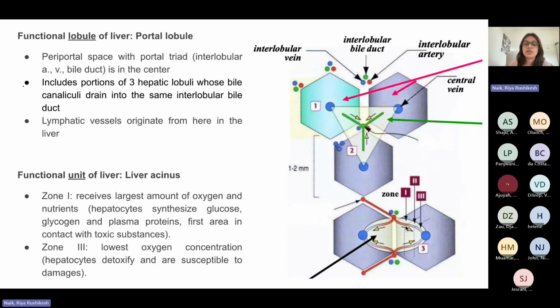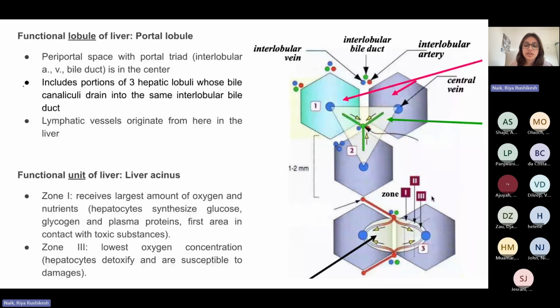But since zone 1 is the first, it also comes in contact with toxic substances first, so it could get damaged. Next, we have zone 2, but it is just like an intermediate zone between zone 1 and zone 3. It does not really have any specific function. And zone 3 is near the central vein.